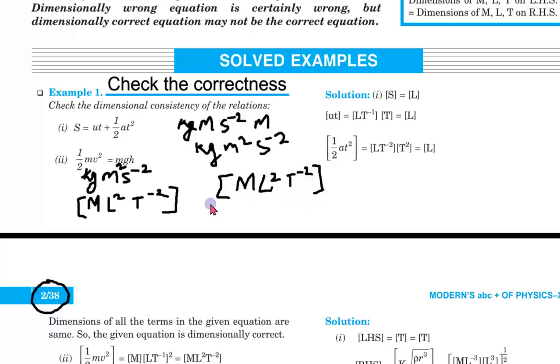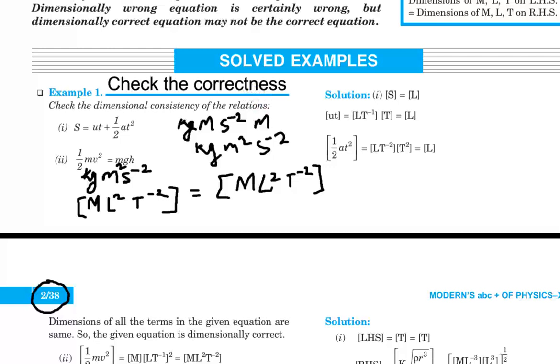So let us look. This is left hand side. This is right hand side. They are equal. That means question number 2 is dimensionally correct. It is clear enough. So this is how we will check the correctness of any physical formula.